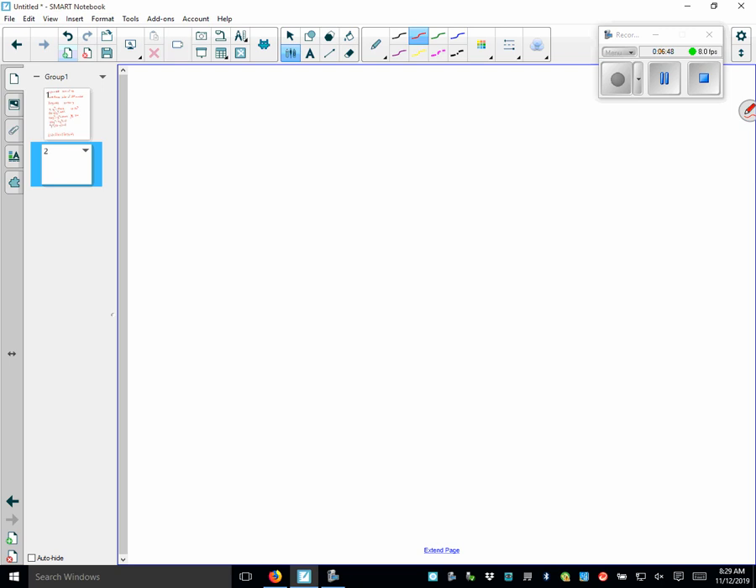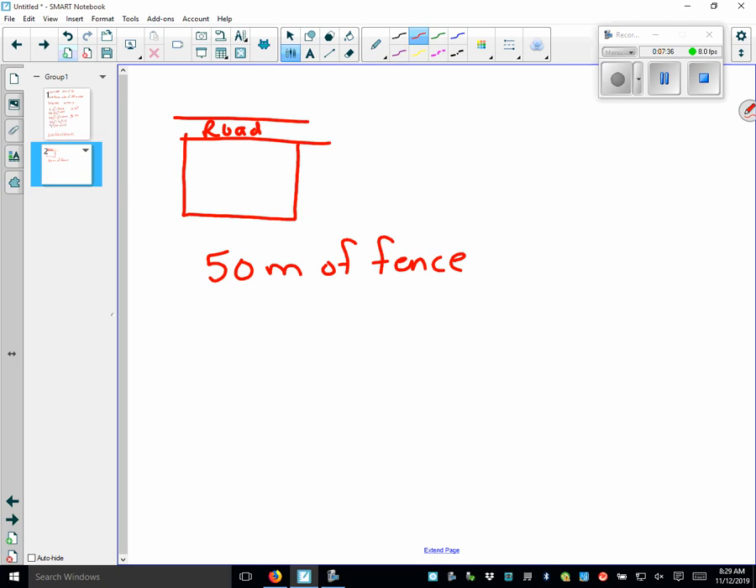Okay. We have a rectangular plot of land. One side of this land is a highway. On the other three sides is a fence. The side on the highway is not fenced. We have 500 meters of wire. Three sides are fenced, and we have 500 meters of fence. 50 or 500? Did I say 500? Yeah, you said 500. Okay, then it's 500.